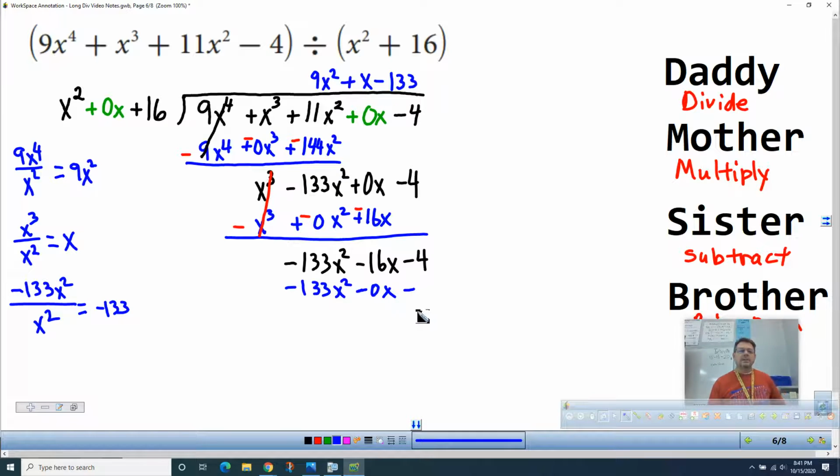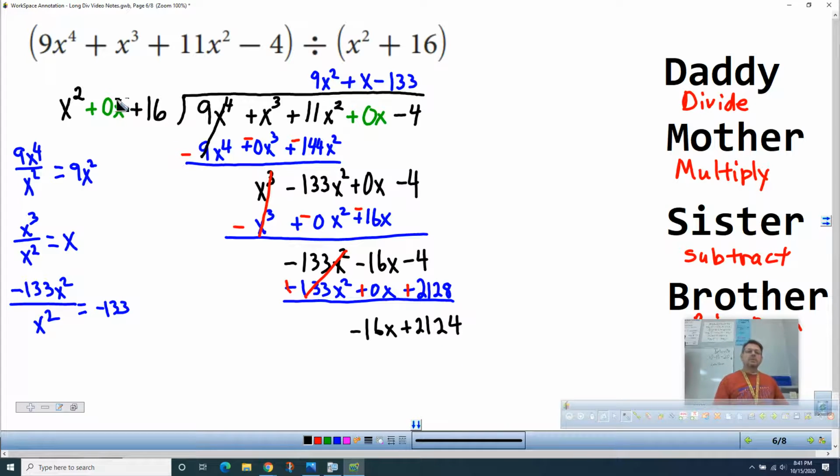negative, oh goodness gracious, that's a really big number. Okay, so that's 16 times negative 133, minus 2128. That's, oh well, there you go. Now ready for subtract. Change my signs here. Okay, these do cancel. Got me some nice negative 16x. And then some positive 2,124.